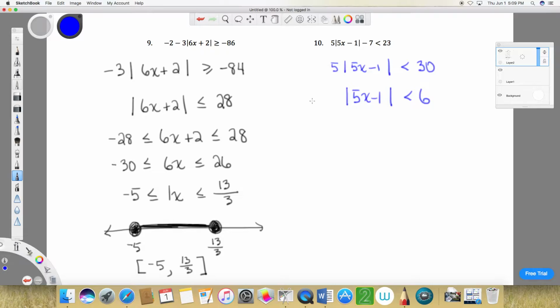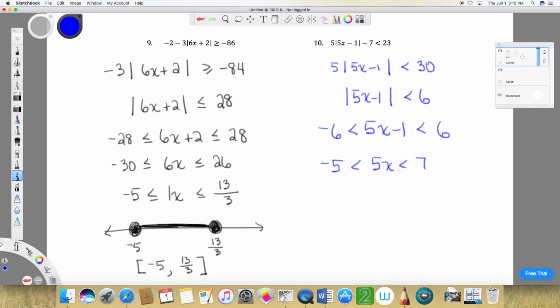This is similar to the last problem. The arrow is pointing towards the absolute value. So we've got negative 6 is less than 5x minus 1, less than 6. We want to get the x in the middle by itself. We add 1 to all three sections. So we've got negative 5 is less than 5x, which is less than, if I add 1 over here, I've got 7. If everybody gets divided by 5, and since it's being divided by a positive 5, the arrows will not change direction.